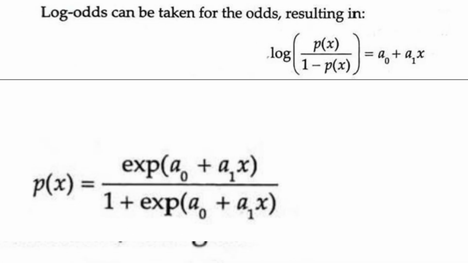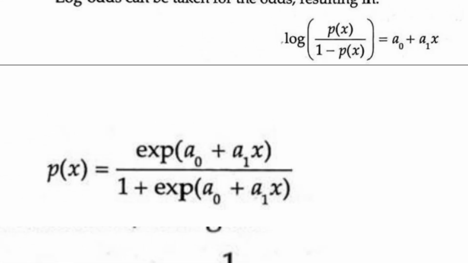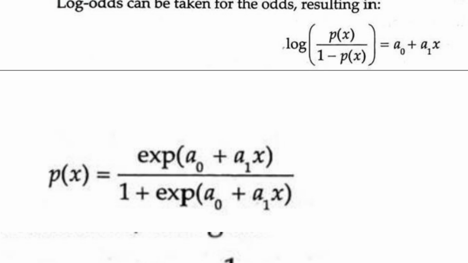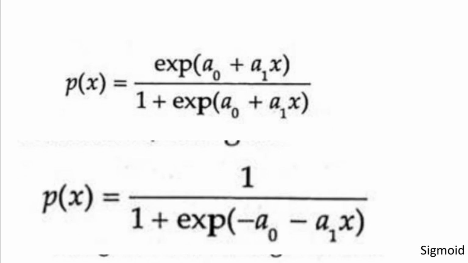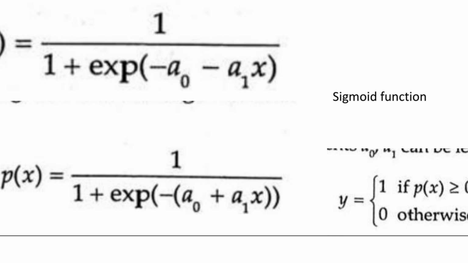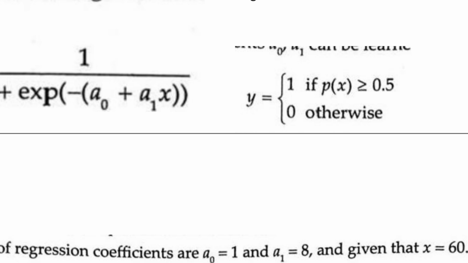To get p(x), you can use this equation: exponential of (a0 + a1x) divided by 1 plus exponential of (a0 + a1x). This can also be written like this: p(x) = 1 over 1 plus exponential of minus a0 minus a1x. If this y value is 1, we can say that the probability is more than 50%. If it is 0, then no. Binary classification can be used.